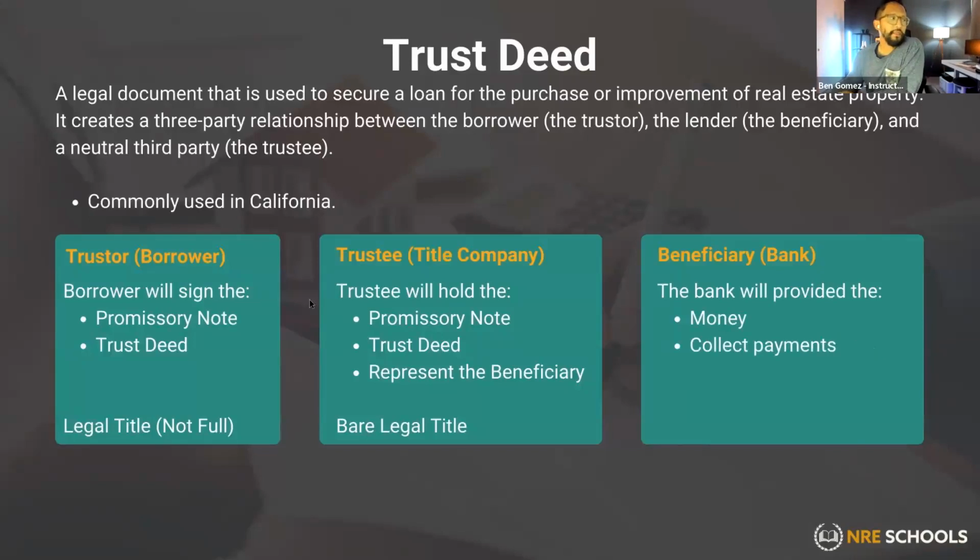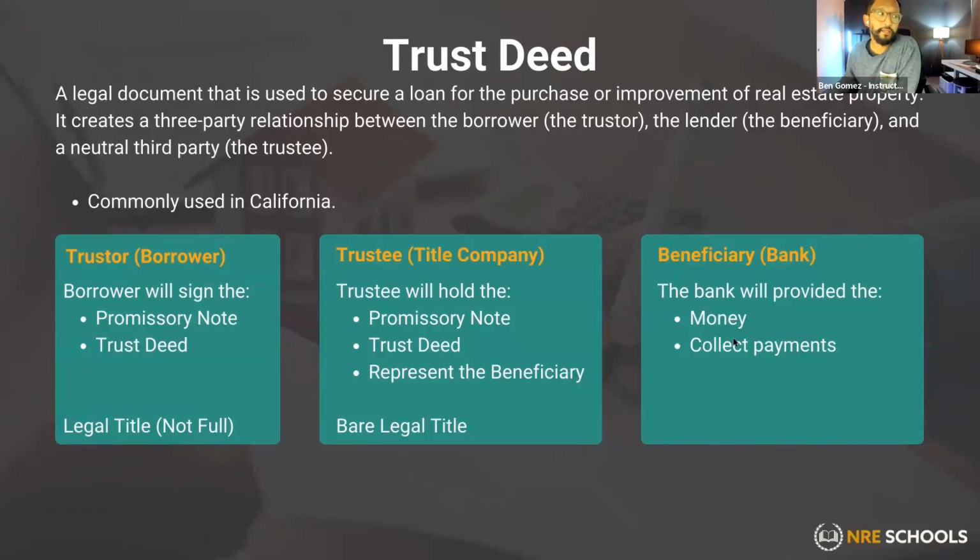So if you see here in this three-party system, this is where you get your money and this is who you make your payments to. But when it comes to the paperwork and the ownership, it's the title company that's holding that paperwork. They are working for the beneficiary. What happens if you don't make your payments to the bank? Do you guys know what the bank's going to do?